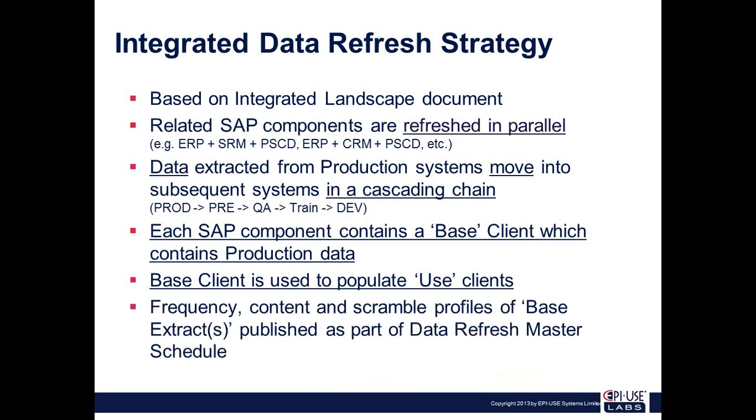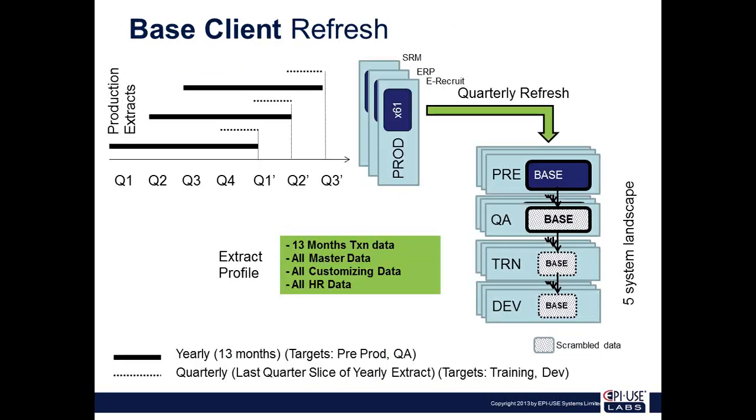So what does that look like? This is a diagram that covers the different aspects of that base client refresh concept. Imagine you are in Q1, and you can go back a year, or 13 months, with the transactional data. To ensure that you have a consistent system, you need to grab all the master data that's related to the transactional data and all the customizing data. And if you're running HR, you might want all HR data. That would be the extract profile that you do in Q1 prime, going back to Q1.